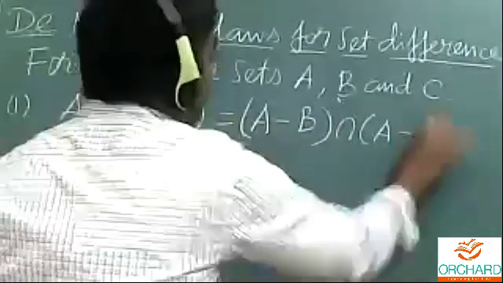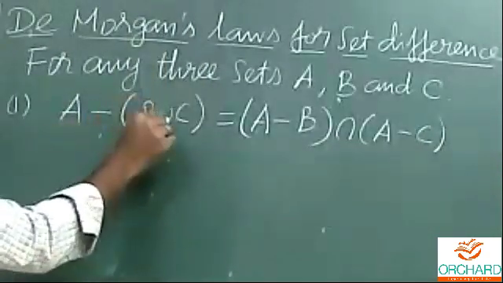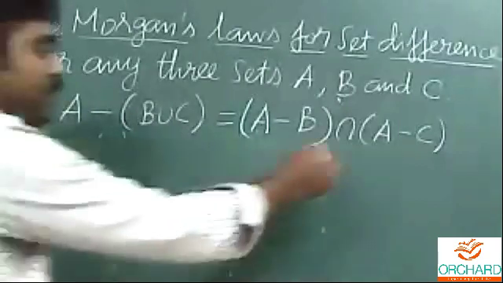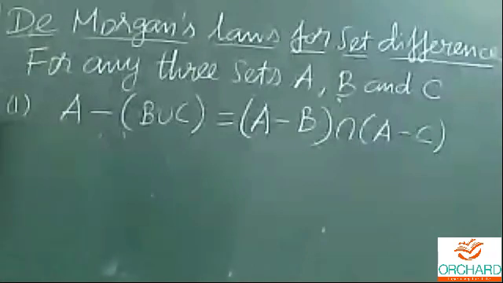Okay, in the De Morgan law, on your left hand side it is union, but on your right hand side it is intersection. That is an exchange of union and intersection. First one: A difference (B union C) is equal to (A difference B) intersection (A difference C).